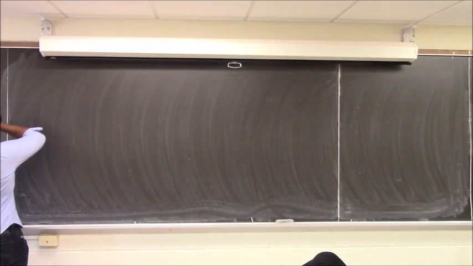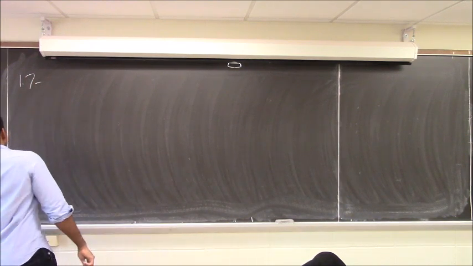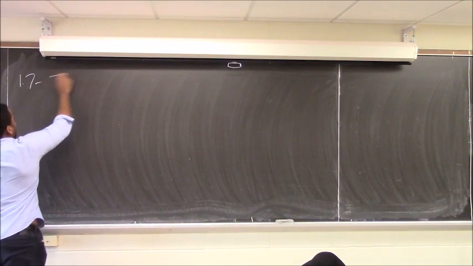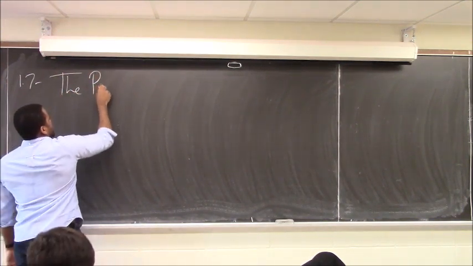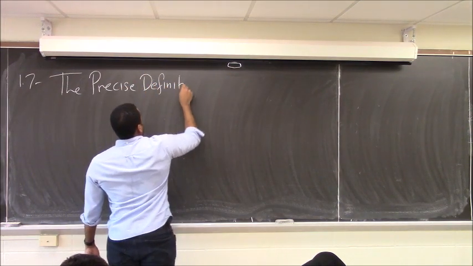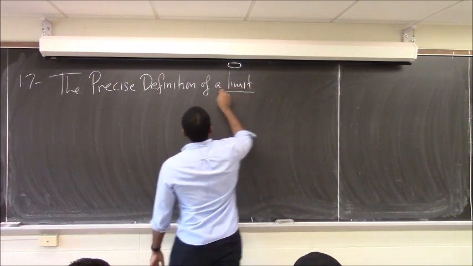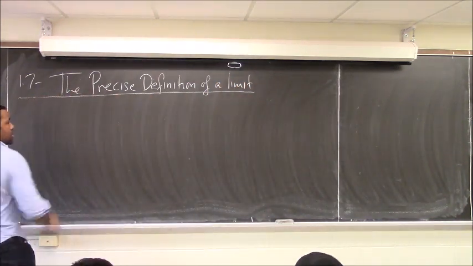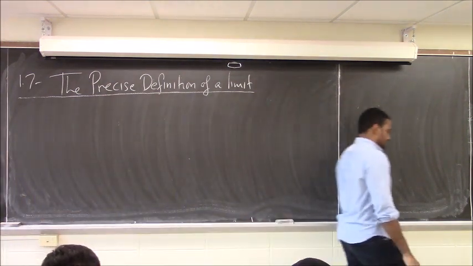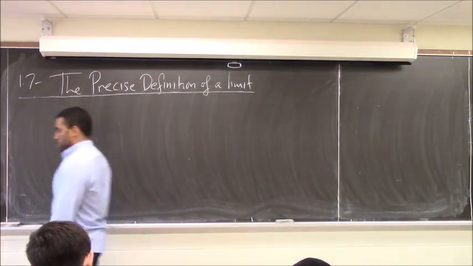We are going to move on to the next section, which I believe is 1.7 in your textbook. But I'm not really following sections technically. I know what topics I want to cover. The precise definition of a limit. So you might say, we already know what a limit is. We already covered the definition. Well, not exactly. We covered a very fuzzy definition of a limit.